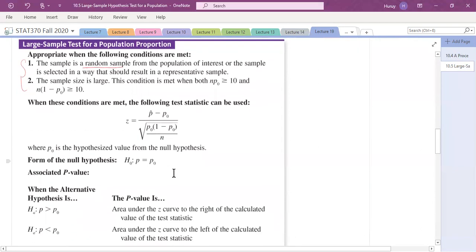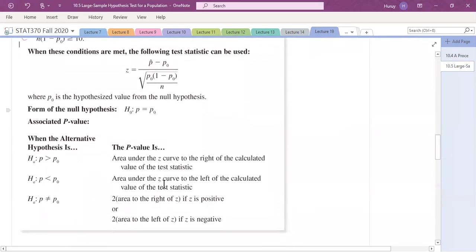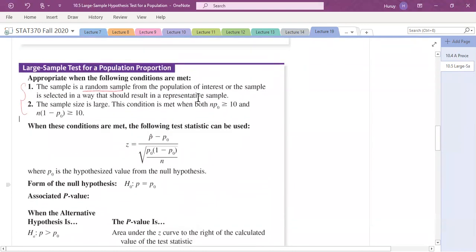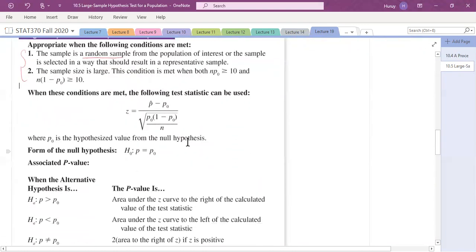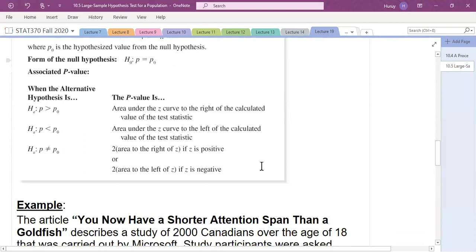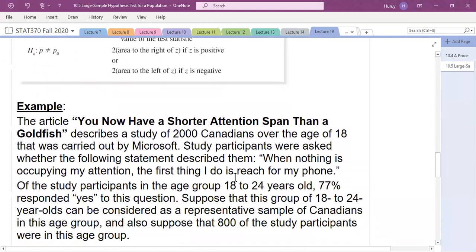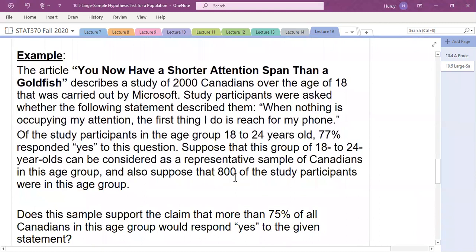Okay, then here we have the areas. These are all the things that we have been talking about. Now let's do this example. We will use this example to understand all the things that we've been discussing.